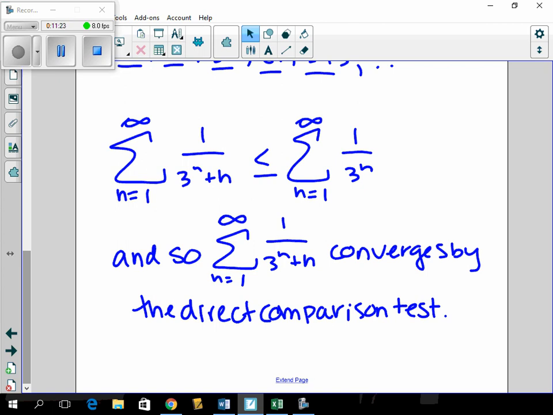So this is it for convergence for now. Again, we're going to have even more tests to use. These are the first 2 of many that we're going to use.